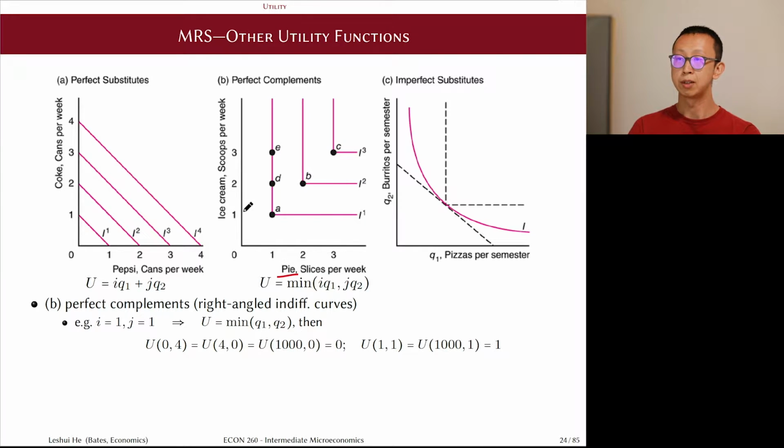And similarly, if the consumer only has 1 scoop of ice cream, then it doesn't matter how many slices of pie you give this consumer, they all bring exactly the same amount of utility. So how do you increase utility for this consumer? Well, if the consumer has to enjoy pie and ice cream in perfect proportions, then the only way to increase utility is to give them these 2 goods simultaneously. For example, 2 slices of pie and 2 scoops of ice cream, or 3 and 3, or 4 and 4.